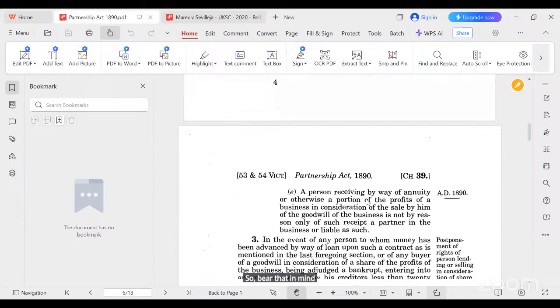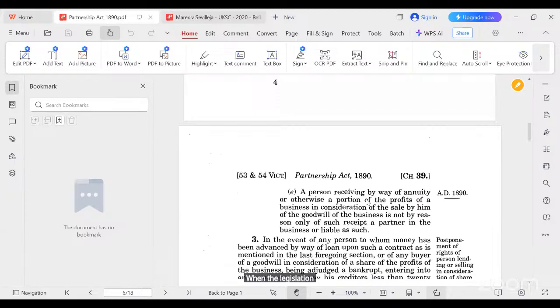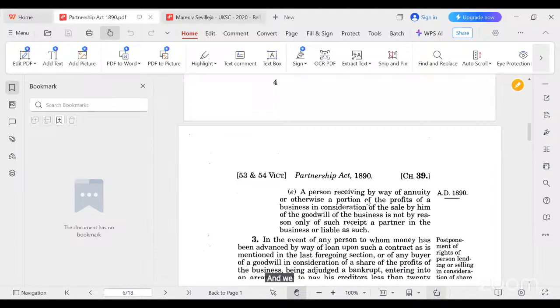So a definition section, as I said, and apart from even the definition section or the use of shall or must, sometimes it's just a statement. When a legislation issues a statement, you realize that that is it. It does not accommodate much more. It has said it, and we are all bound by it. The statement has been issued, and therefore we will take it. Now, let us go into this act.